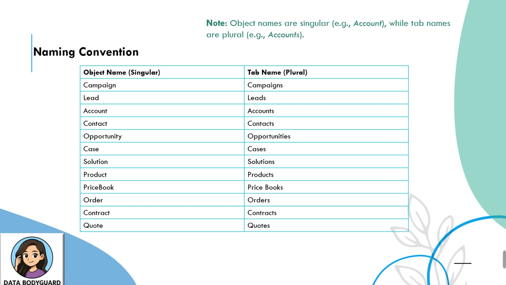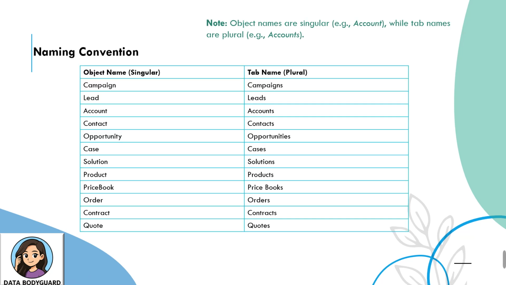Okay, just note one point first before going further. Object names are singular, for example Account, while the tab names are plural. So Accounts, Cases, Contacts. Just understand the difference. Campaigns, Leads, Accounts, we are adding an S: Opportunities, Cases, Solutions, Products, Price Books, all these things.